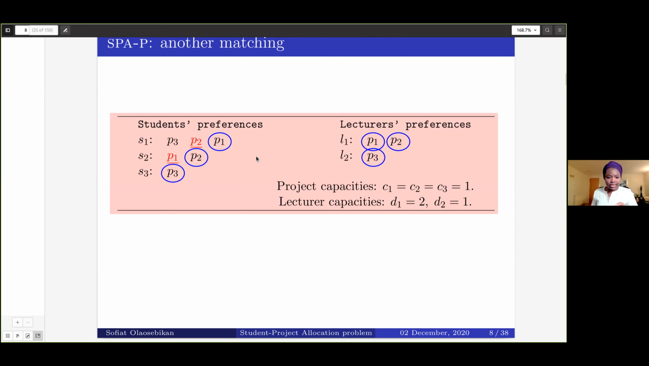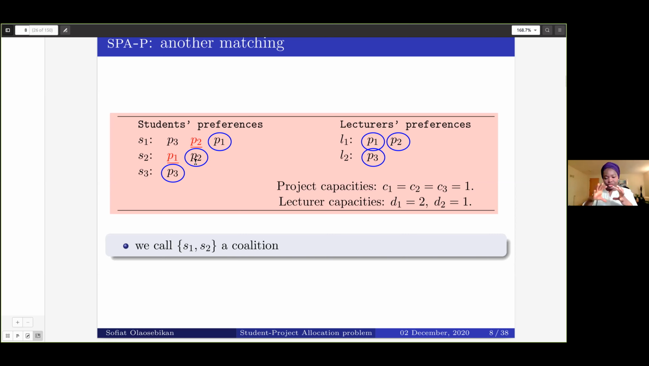However, you will see that by moving S1 to P2, S2 gets her favorite project, which is P1. So these two students would form a coalition and swap their projects around. That could upset the lecturer because maybe they've started working with the student and the student realized that they want to swap around. Just to avoid any form of unraveling in our matching, we also want to avoid coalitions.